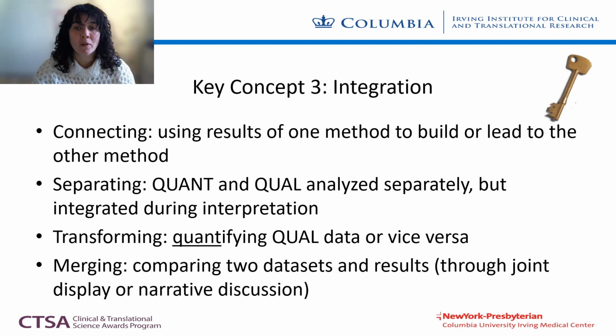The most common form of transformation is quantifying qualitative data. This entails transforming qualitative data into quantitative data and incorporating it into the existing quantitative database for additional analyses. Merging usually occurs during the interpretation phase of both sequential and concurrent designs. This is where the results of one method are used to help interpret, confirm, and explain the results of the other. Joint display and narrative discussion are two ways to merge.